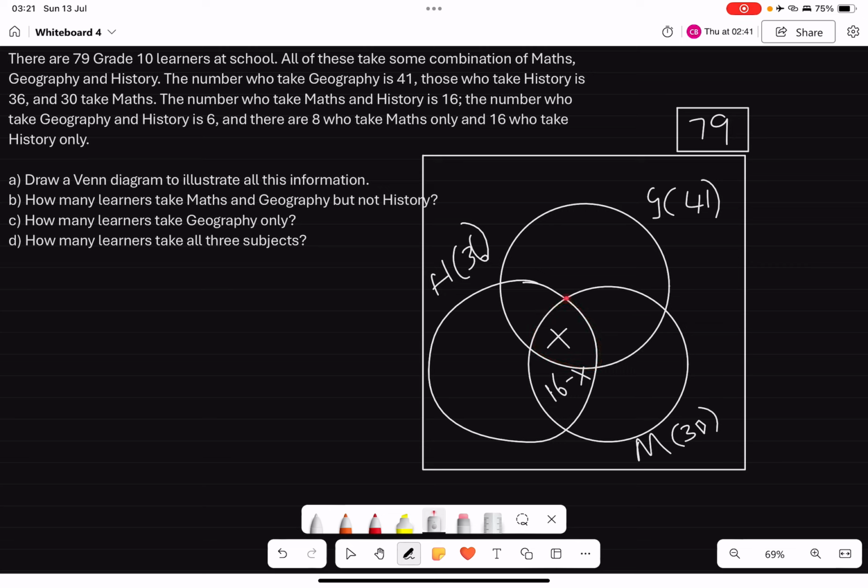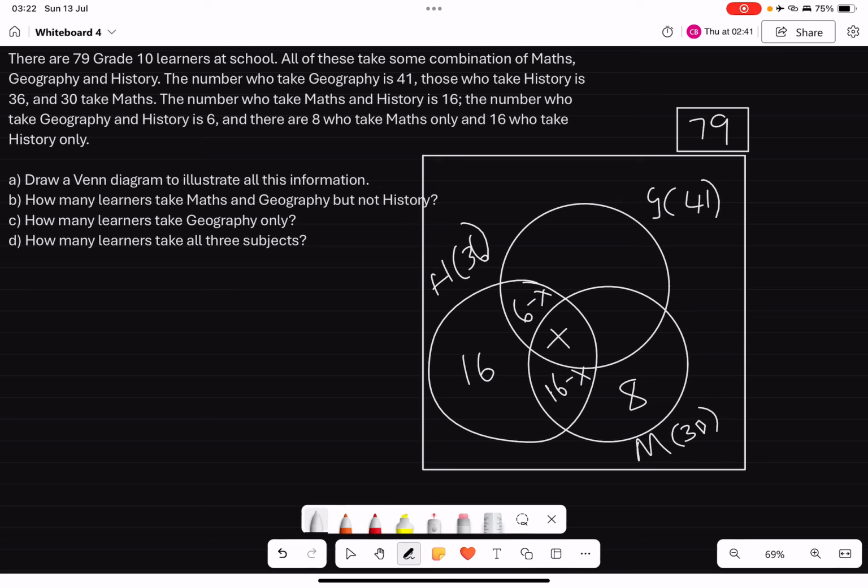Then the number who take geography and history is 6. So it's going to be 6 minus X there, because geography and history is this whole part here. So it's 6 minus X plus X, which still gives you 6. Then they say there are 8 who take math only. Math only would be there. And then 16 who take history only. History only is there, so it will be 16 there.